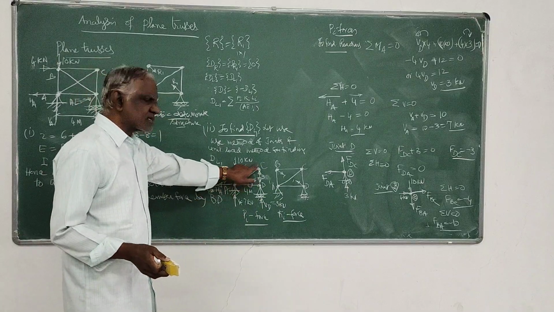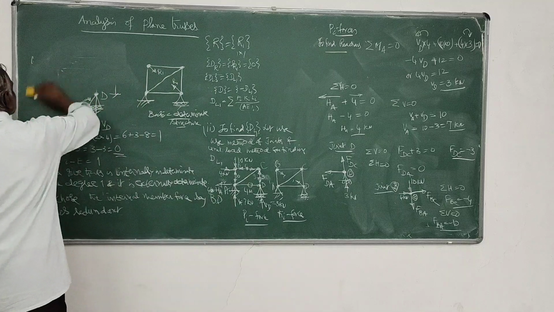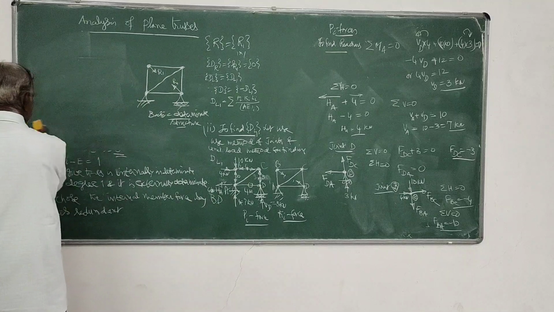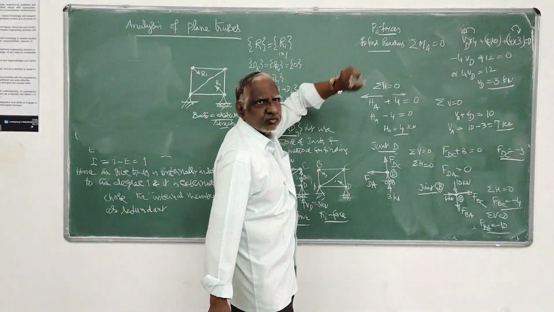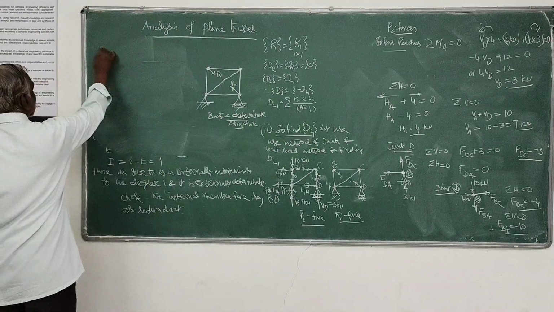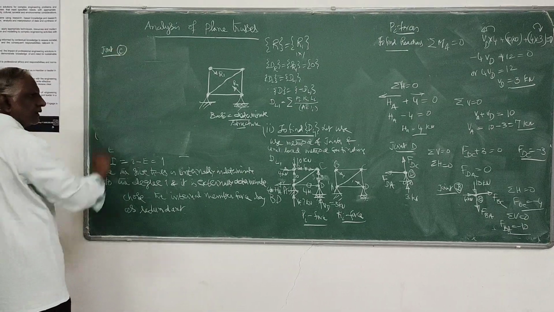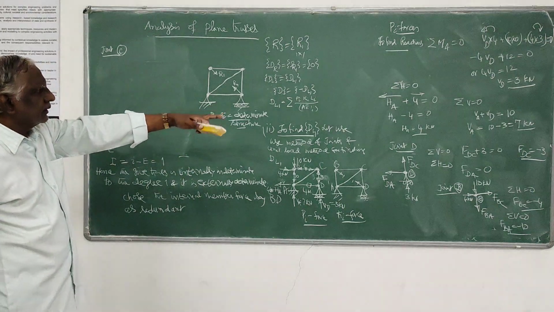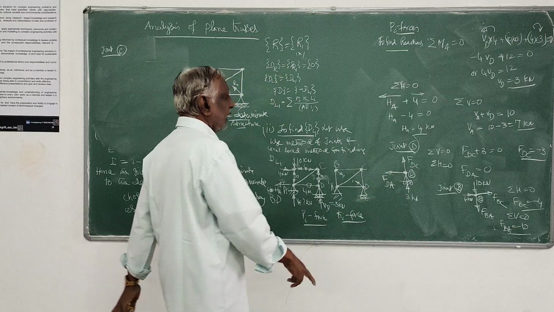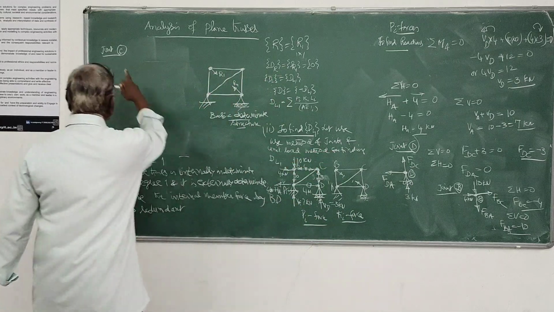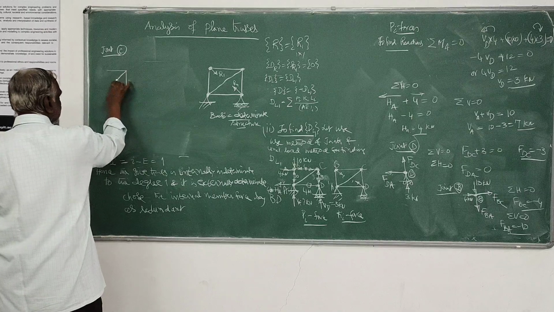I will take the last joint, C, and close that analysis, that is, finding the member forces. So next you take joint C. Joint D is over, I have considered joint B, now joint C. And for joint C, you draw the free body diagram like this.